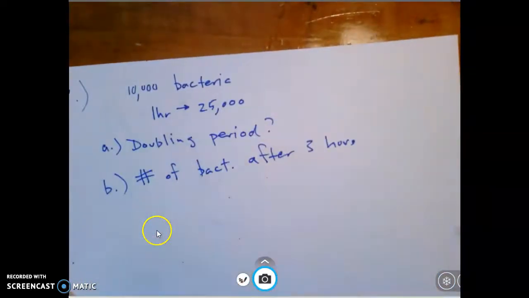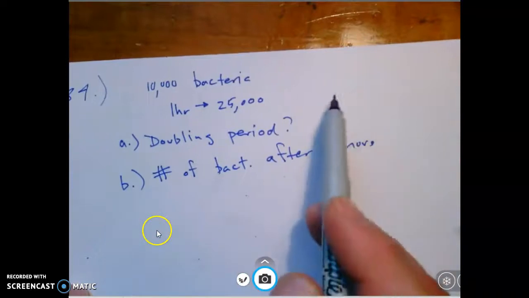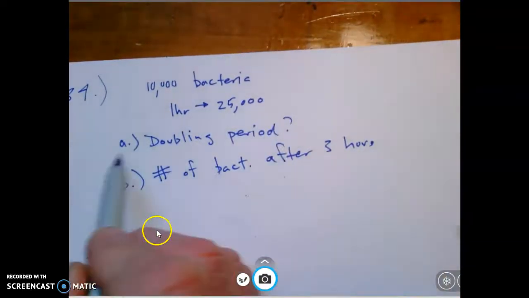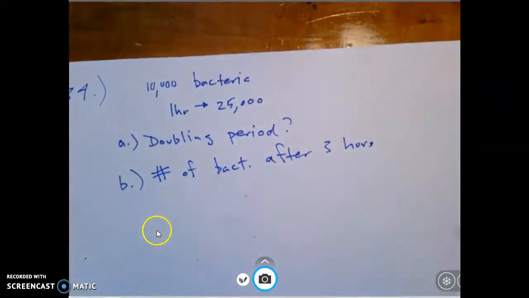Okay. So, this is number 84. We have 10,000 bacteria, and in 1 hour it grows to 25,000. What is the doubling period? In other words, how long does it take to double? And what is the number of bacteria after 3 hours?